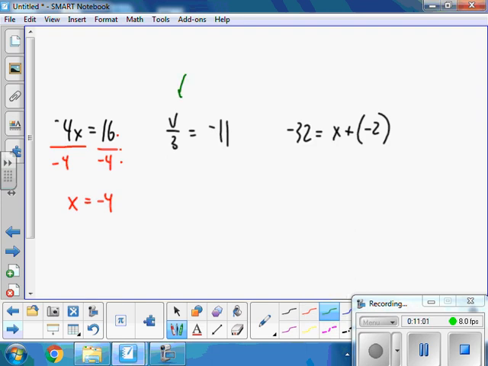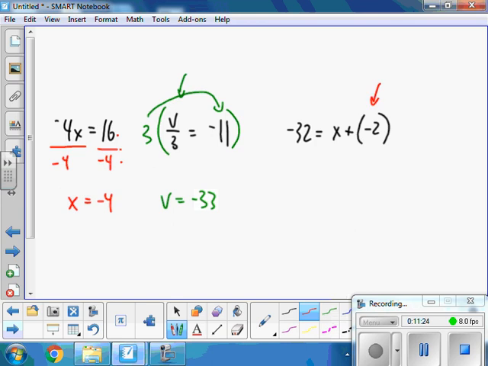This one right here, v divided by 3. So to undo dividing by 3, I'm going to multiply by 3. And this is how I show it. What you see in green is ways to show what I'm doing. So I end up with v equals 3 times -11 would be -33. Again, watching my negatives.